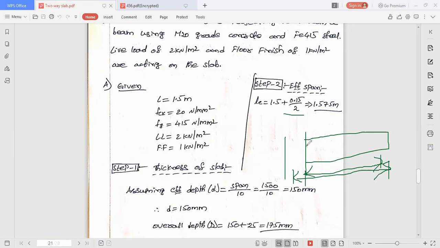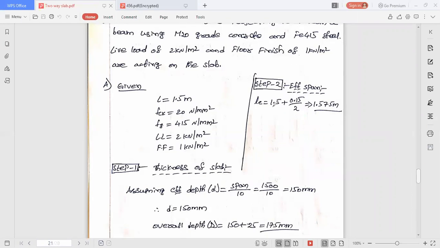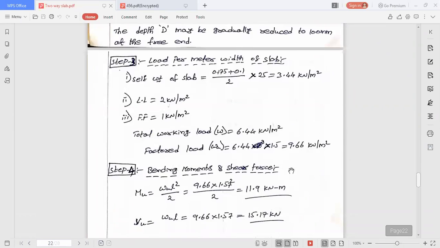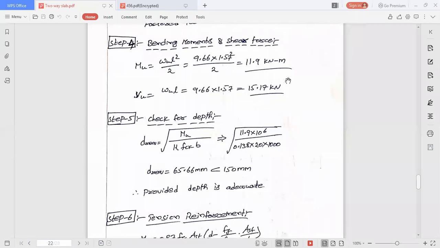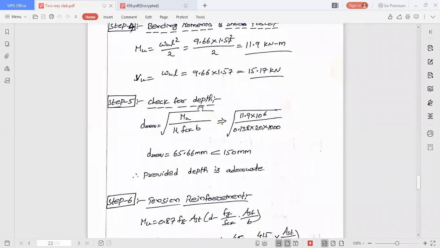For simply supported we add clear span plus d, and for a cantilever, d by 2. This is already explained in the general design requirements of beams. Okay, you just try to recollect the information from there. So the effective span will be clear span plus d by 2. The d we have determined in this step, right? So which is 1.575. This value I have substituted here. Okay, so the total moment is 11.9 kilonewton meter, and I'm checking the depth whether it is safe or unsafe.